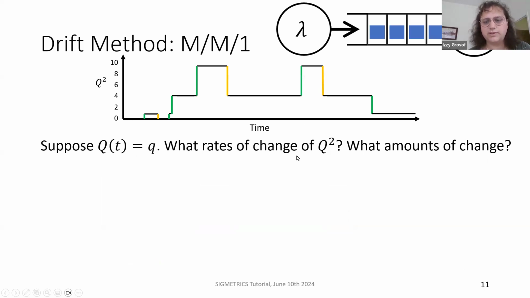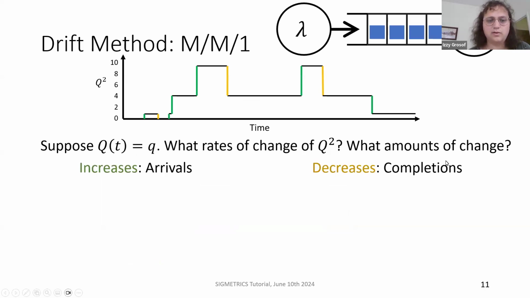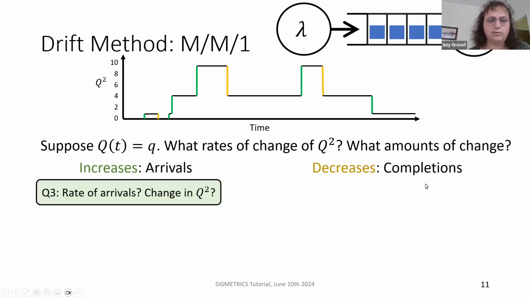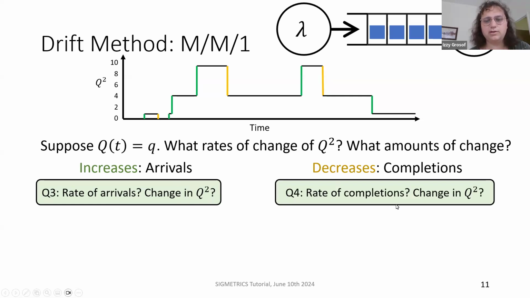What are the rates of those changes? What amounts of change will occur? The ways that the Q length can increase are by arrivals happening, and the ways that it can decrease are by completions happening. So what I want you to do is think about what rate arrivals happen and what's the change in Q squared when they happen, and at what rate completions happen and what's the change in Q squared when they happen. Again, feel free to pause the video and take a bit of a think about this.